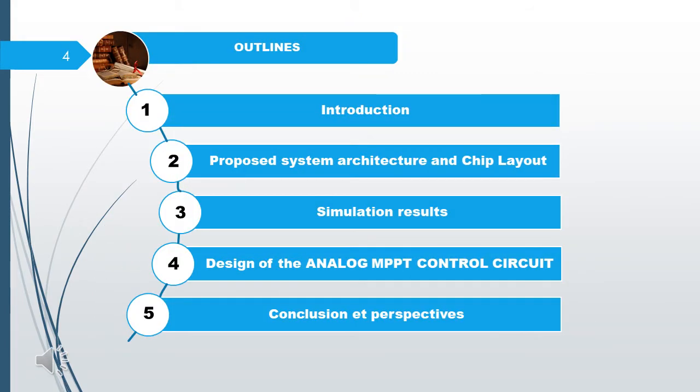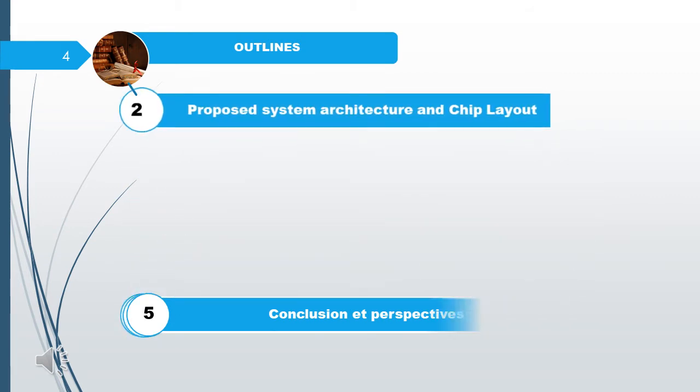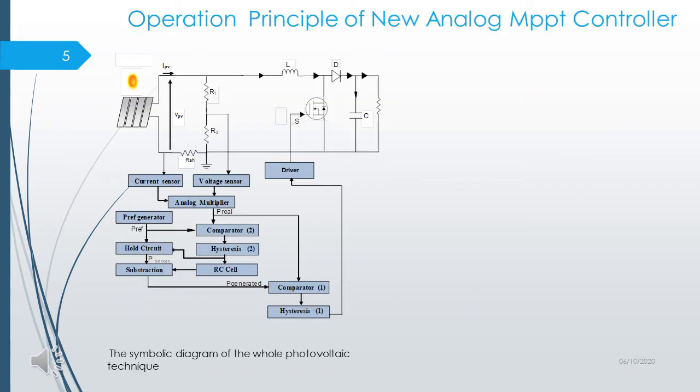We move now on to the proposed system architecture and chip layout. The synoptic diagram of the whole photovoltaic technique is presented in the following figure. This controller directly uses the voltage and current of the photovoltaic array to look for the equivalent operating maximum power point. A shunt resistor, RSH, operates as a current sensor of the PV array output current. A voltage divider composed of two resistors, R1 and R2, is to determine the PV generated supply voltage.